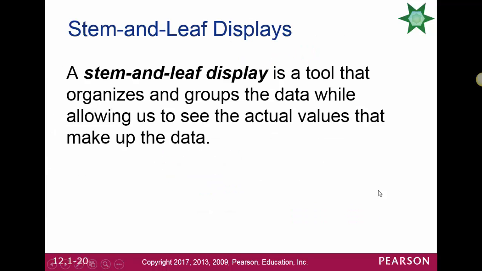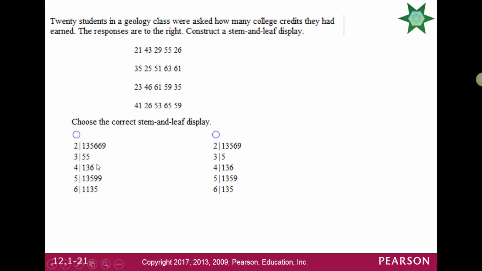A stem and leaf display is another display for quantitative data. It groups the data while allowing us to see the actual data values that make up the data. So if you notice here, it looks like a histogram on its side, but we can actually see the individual data values. 20 students in a geology class were asked how many college credits they had earned. The responses are given here. Construct the stem and leaf diagram.